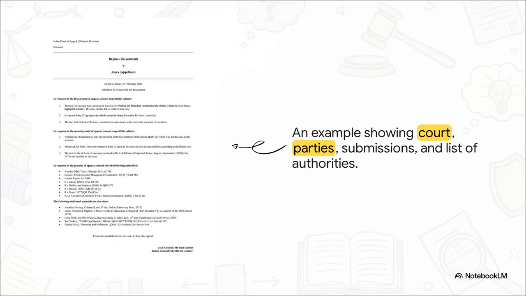And this is great because here we can see a real-world example of all those pieces in action. See, right at the top, you've got the court and the parties. Then, look here, the submissions are laid out, numbered, super clear for each ground of appeal. And then, right down at the bottom, there's that comprehensive list of authorities. It just goes to show how good structure makes everything so much clearer.